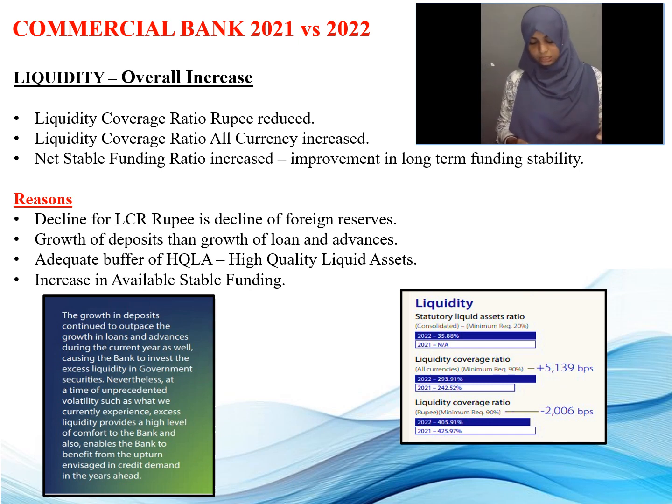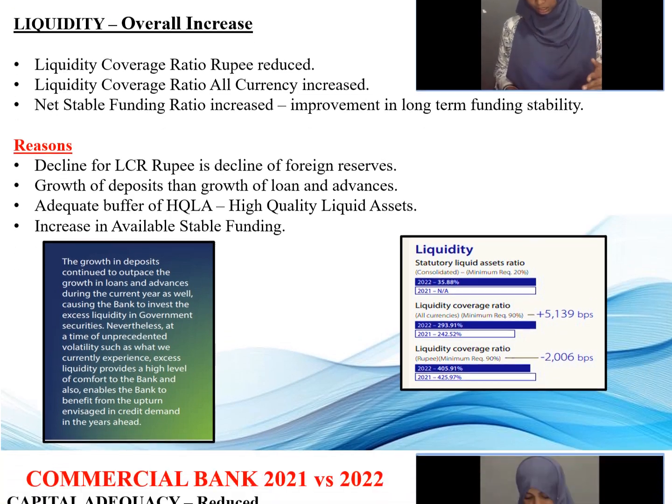Another reason is an adequate buffer of HQLA. High quality liquid assets are needed for the measurement of the liquidity coverage ratio. So they have an adequate buffer of HQLA, and that is one reason. And finally, we have an increase in available stable funding. This is measured in the net stable funding ratio, that is available stable funding over required stable funding. So available stable funding has increased, and this is why the net stable funding ratio has increased.